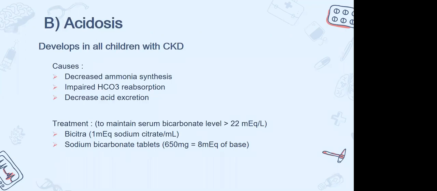So the second complication is metabolic acidosis. Metabolic acidosis develops in almost all children with CKD because there is a decrease of acid secretion by the failing kidney. Usually it is caused by the decrease of ammoniagenesis, impaired bicarbonate absorption, and decreased acid secretion. So we treat it by giving Bicitra, 1 milliequivalent sodium citrate per ml, or sodium bicarbonate tablets, 650 milligram, to maintain the serum bicarbonate level more than 22 milliequivalents per liter.